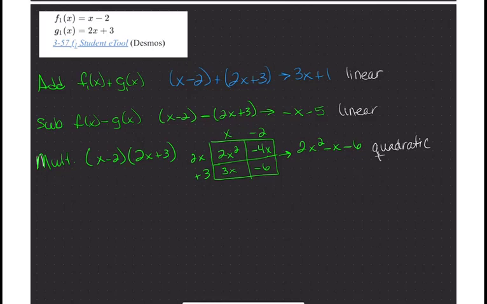And then the last one they want us to do is to divide. Well, I guess I could have written that on there, right? So they want us to divide f of x over g of x. So f of x was x minus 2 divided by our g of x, which was 2x plus 3, right?